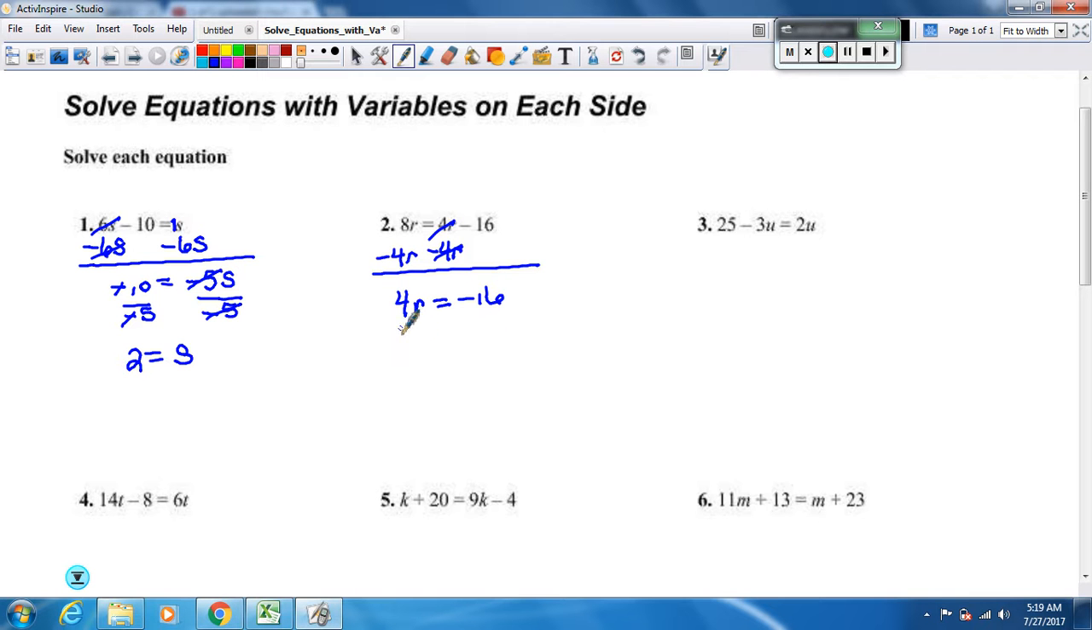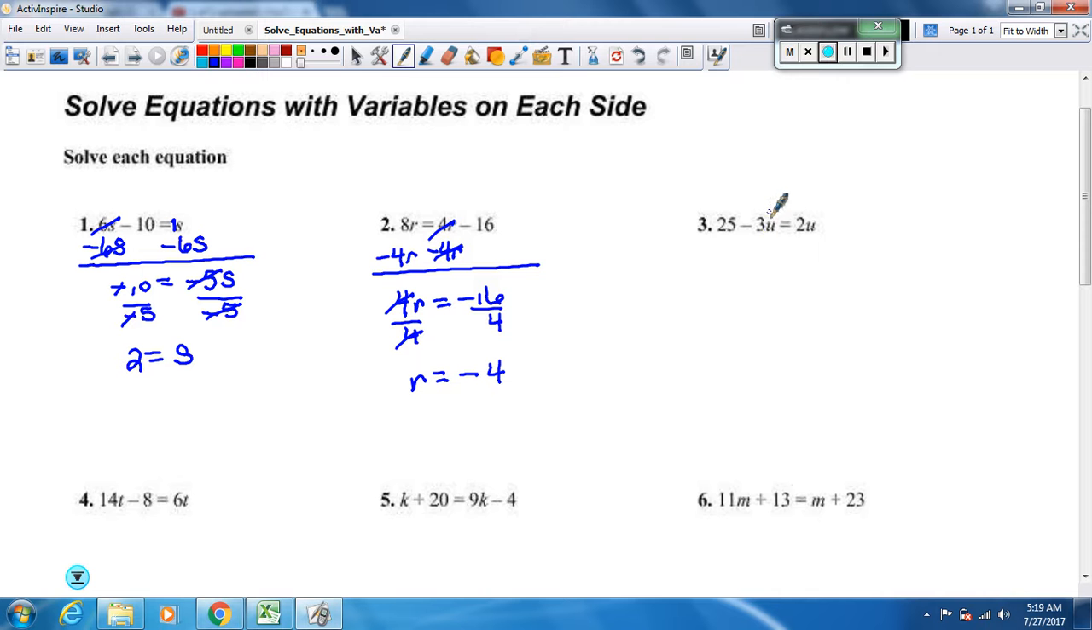Okay, this is 4 times r. The opposite of times is divide. So I'm going to divide both sides by 4. Top will cancel with bottom. R equals, I have a negative on the top, but there's no negative on the bottom to cancel it out, so it stays negative. And 16 divided by 4 is 4.